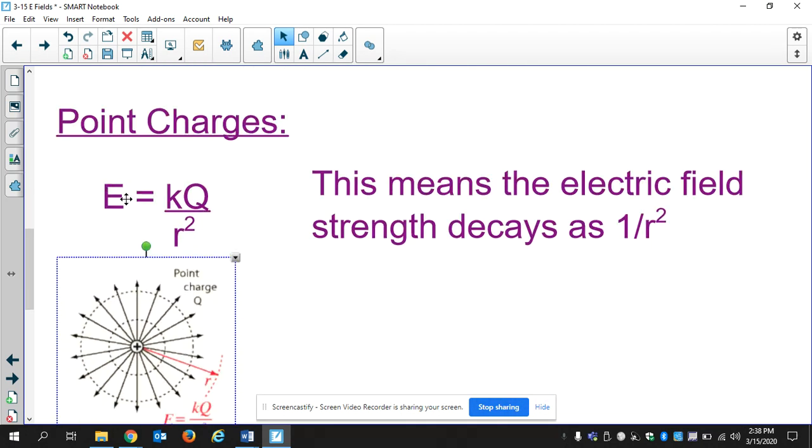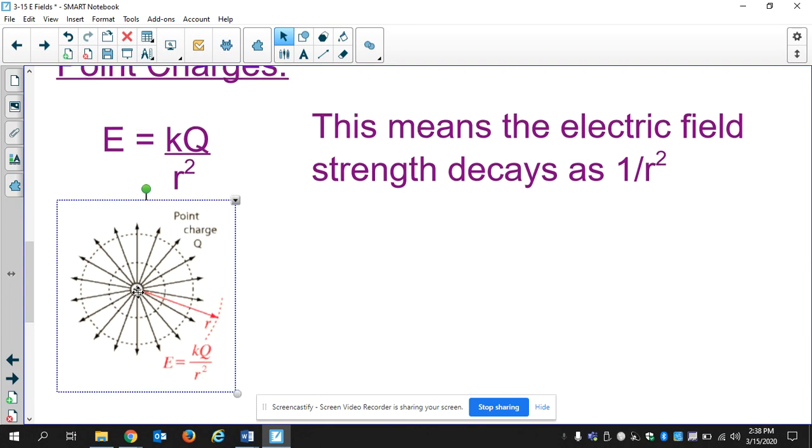Here's what you need to know. The equation for point charges is E equals kQ over r squared. And what this means to you is that the electric field decays as 1 over r squared. Here's a little picture of a point charge. The field lines are represented here as those arrows. And if you look, as you get farther away, the arrows get more spread out, which shows that it's weaker. But this 1 over r squared thing just means if you go twice as far away, the E field is a quarter as strong. If you go 3 times as far away, it's 1/9. If you go 7 times as far away, it's 1/49 as strong.